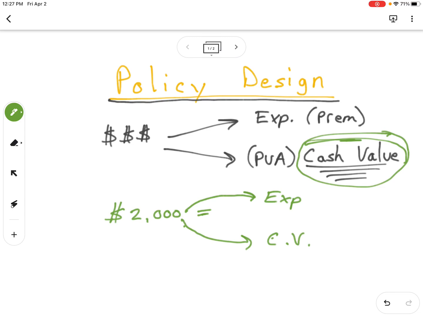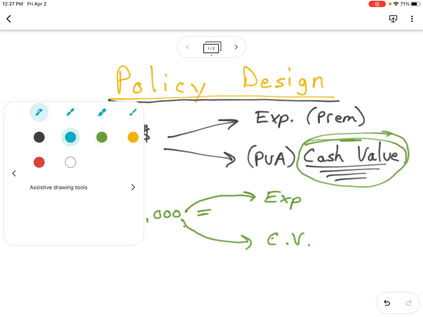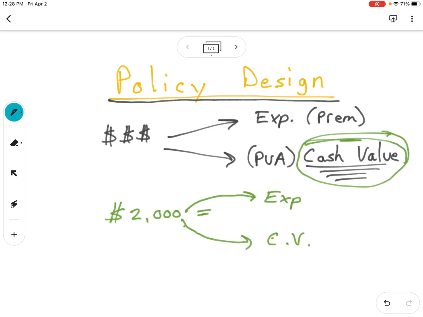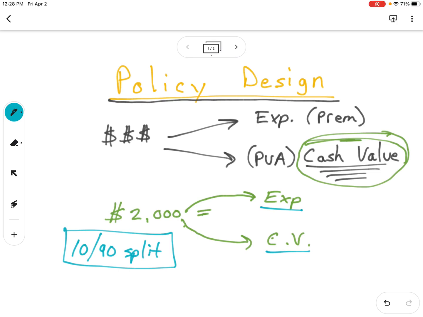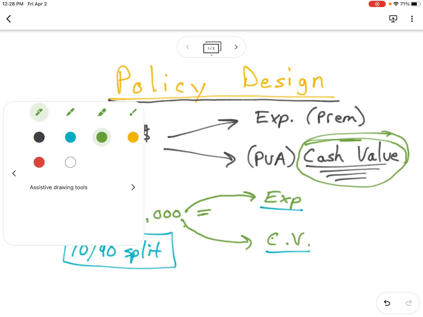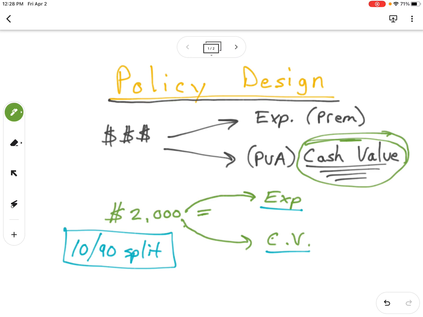The number that we normally run on, which is usually possible in most scenarios, depending on the company and depending on the length of time you're looking to fund, is the ratio we call a 10-90 split. This is the split between the expense and the cash value. By shrinking this down, this is usually the lowest we can possibly get it with any kind of company. If you were to pay in $2,000, you would see $200 show up in expense, with the remaining $1,800 showing up in cash value, which is what we want.